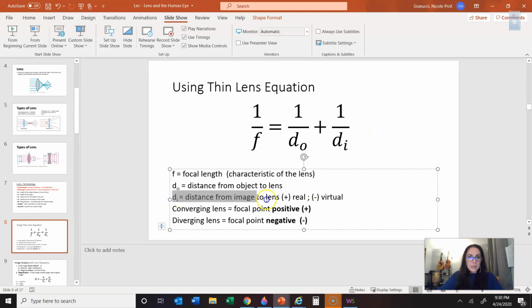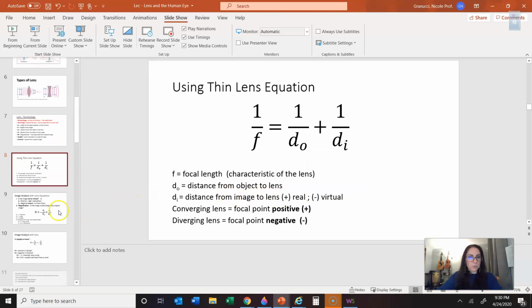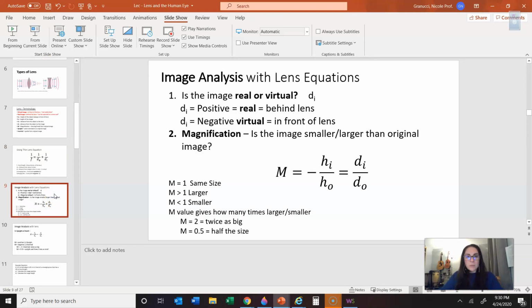And just like I said, if the image distance is a positive number, then it made a real image. And if the image distance is negative, then you have a virtual image. So it's a very, very powerful equation. We'll do an example, don't worry. And then same thing, is it real or virtual? Like I said, and then magnification.